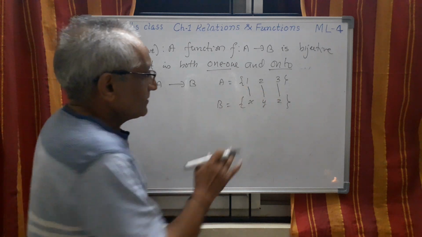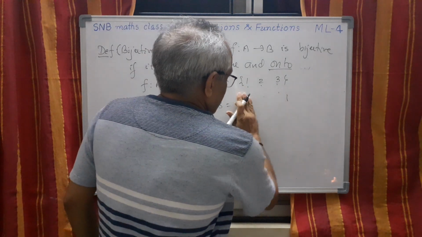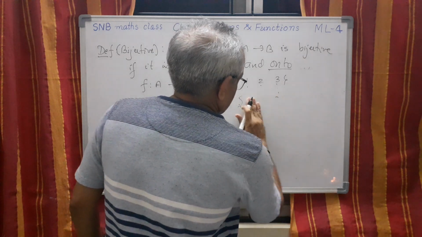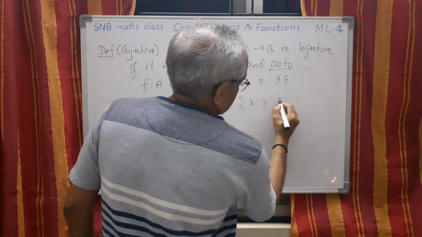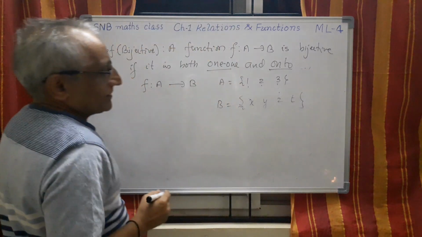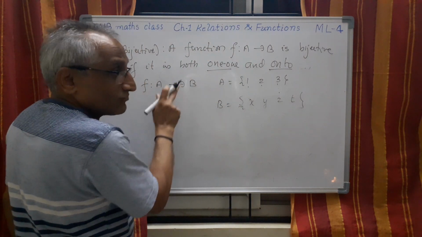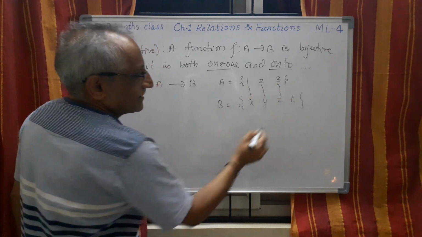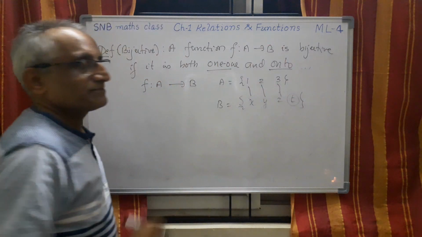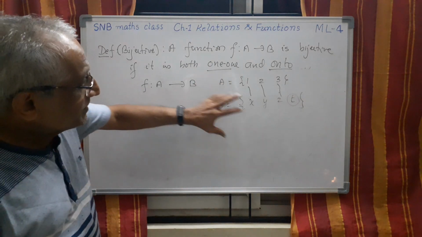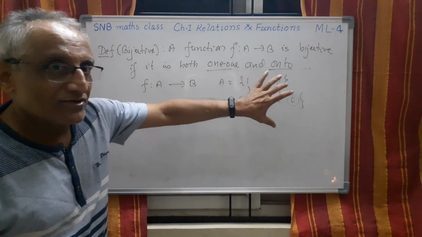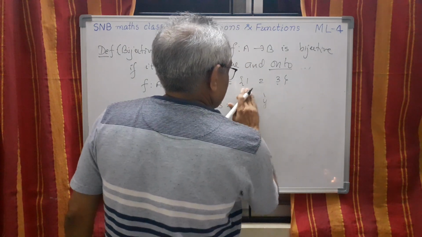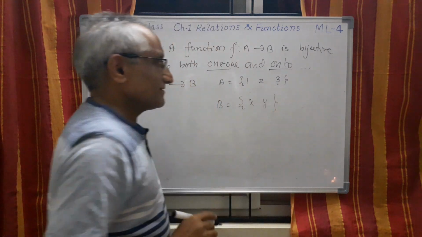of elements. Look here, for example, if this contains 1, 2, 3 and B contains x, y, z and t, then you can make it 1-1. Say 1 goes to x, 2 goes to y, 3 goes to z, but this t is left out. Then it cannot be onto. It is 1-1, but it is not onto. On the other hand, suppose it is like this, only 2 elements.